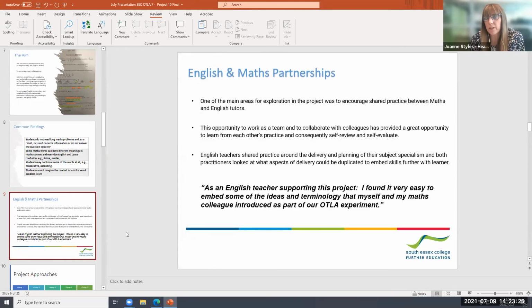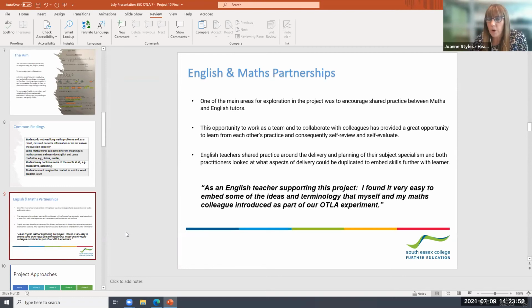As said, one of the main areas of exploration of the project was to encourage that shared practice between maths and English tutors. And it seems like a really simple thing, but it's something that doesn't always happen as readily. And we wanted that collaboration, and that partnership approach moved the project on, because they started to think not only about supporting a maths teacher, but then, as the project evolved, started to think about how could I bring maths into my English lesson. So we start to get this joined up approach and really embed the learning skills.